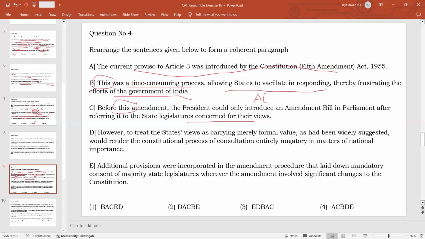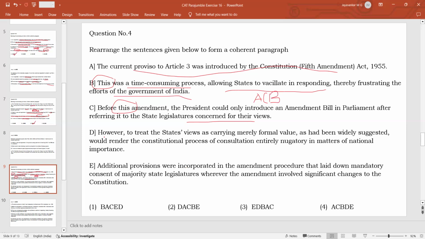So that is why, before the current amendment was introduced, the president could make any amendment bill only after getting the opinion of the states. But the states were not required to give an opinion in a time-bound manner, as a result of which the efforts of the government of India were frustrated. So ACB will become a very clear sequence. Then what?